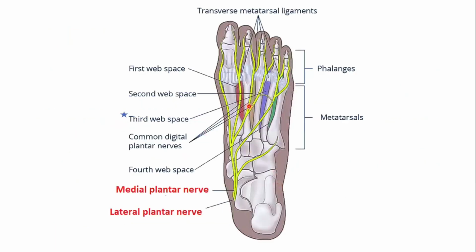Here you could see this. This is the third web space over here. This blue color is the third web space, and these are the two nerves which you can see: the medial plantar nerve and the lateral plantar nerve. This is lateral, this is the medial, the plantar nerves. Here I want to show you the transverse metatarsal ligaments over here. You could see these.